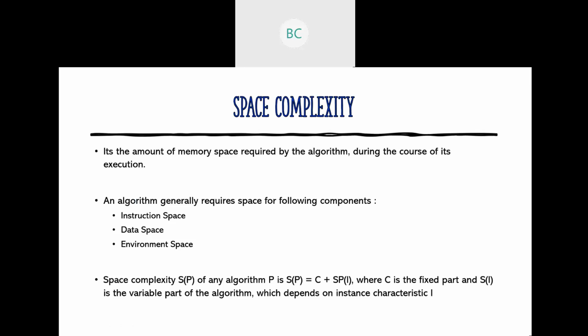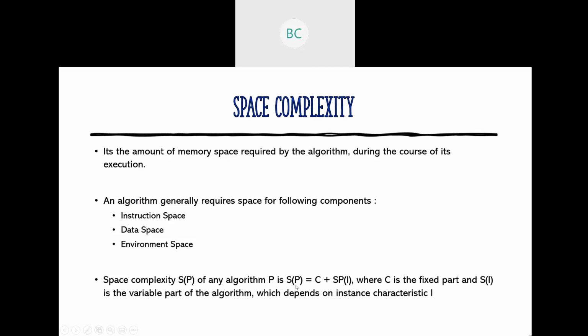Next is data space. Data space is the space required to store all the constants and variables, including temporary variables. In your program, if you are using a temporary variable, like in the case of swapping, you always use a temporary variable to initially store the value you want to swap. Those temporary variables will be counted too. So depending on all your constants and variables, you calculate the space to analyze the space complexity. Environment space is the space required to store environment information needed to resume the suspended program. Any space complexity you can define using this equation.